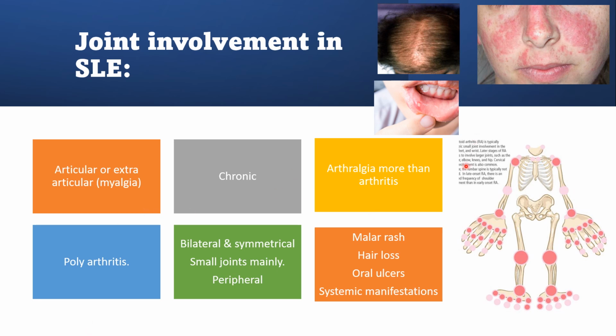However, if joint involvement of systemic lupus is inflammatory, it will be rheumatoid-like. It will have the same features as rheumatoid arthritis. It will be polyarticular, having the same distribution, bilateral, symmetrical, affecting small joints mainly and peripheral. The systemic manifestations of systemic lupus are very important, like the malar rash, hair loss, oral ulcer, and internal organ involvement, like lupus nephritis and neuropsychiatric involvement.